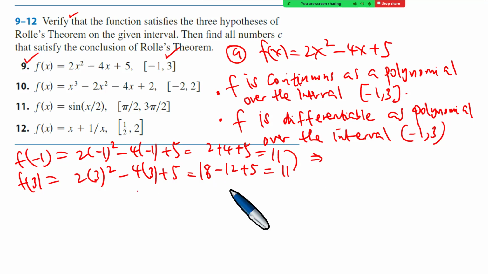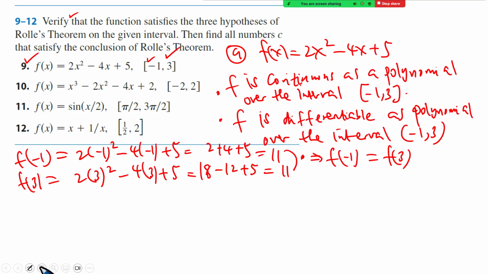This is good news because f of minus 1 is 11, f of 3 is 11. And that means f of minus 1 is actually equal to f of 3. Okay, this is awesome because f of a is equal to f of b. So these are the three hypotheses that are satisfied. Then you can find the number C. Then find all numbers C that satisfy the conclusion of Rolle's theorem.